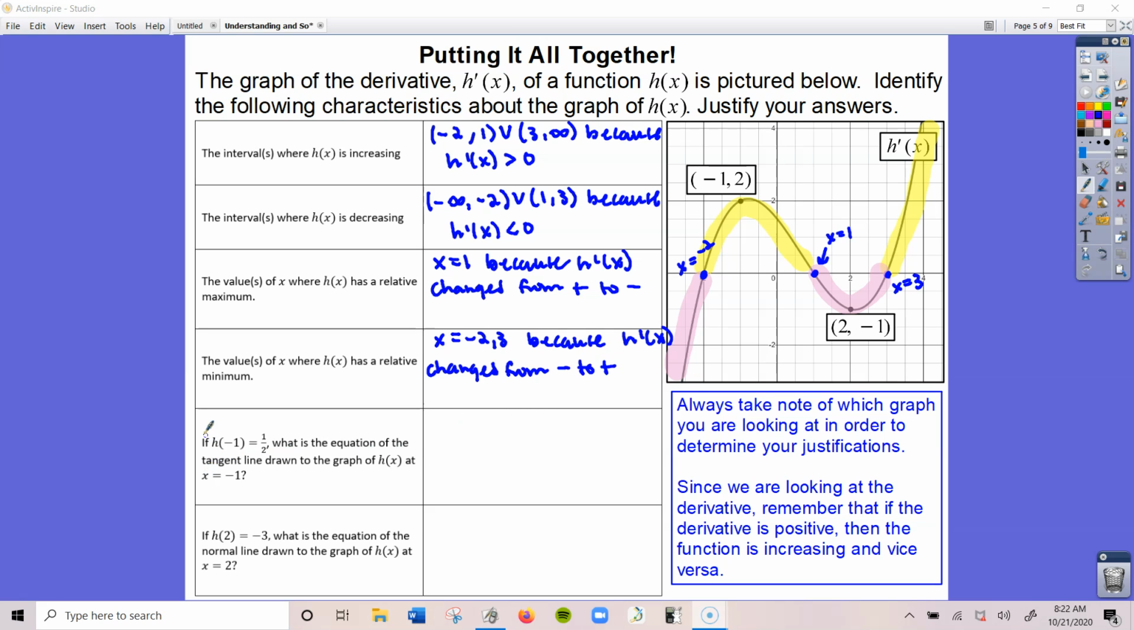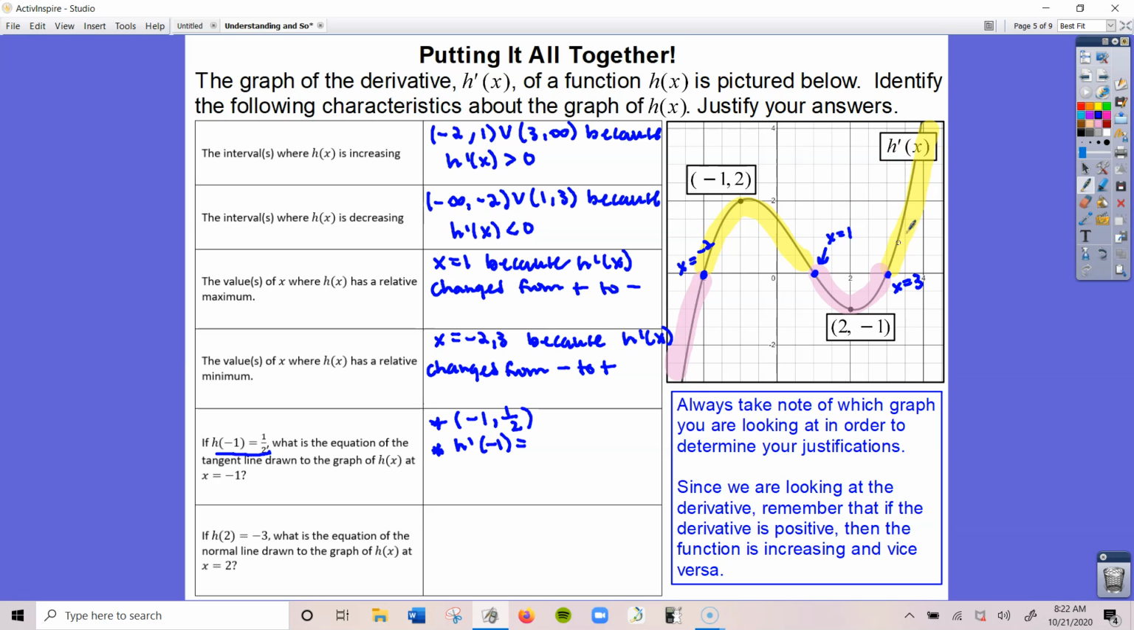Now for this follow-up question. If h of negative 1 is equal to 1/2, what is the equation of the tangent line drawn to the graph of h of x at x is equal to negative 1? So I have my point of tangency, which is given to me in the problem. That's negative 1, 1/2. What I'm missing is h prime of negative 1.